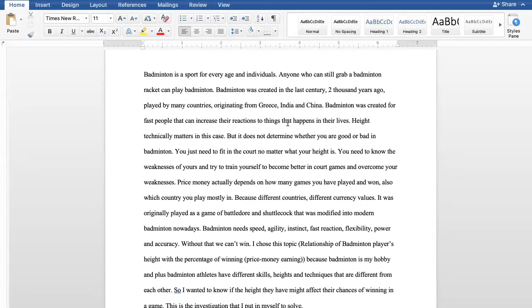Can you clarify that here? Yeah. Okay. Height technically matters in this case. In this case, refer to playing badminton. But it doesn't determine whether you are good or bad in badminton. You just need to fit in the court no matter what your height is. You need to know your weaknesses and try to train yourself to become better in court games and overcome your weaknesses.